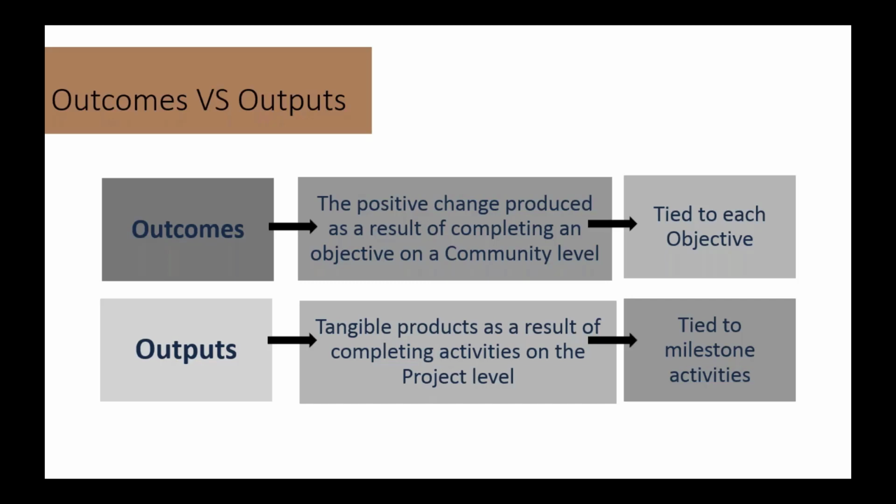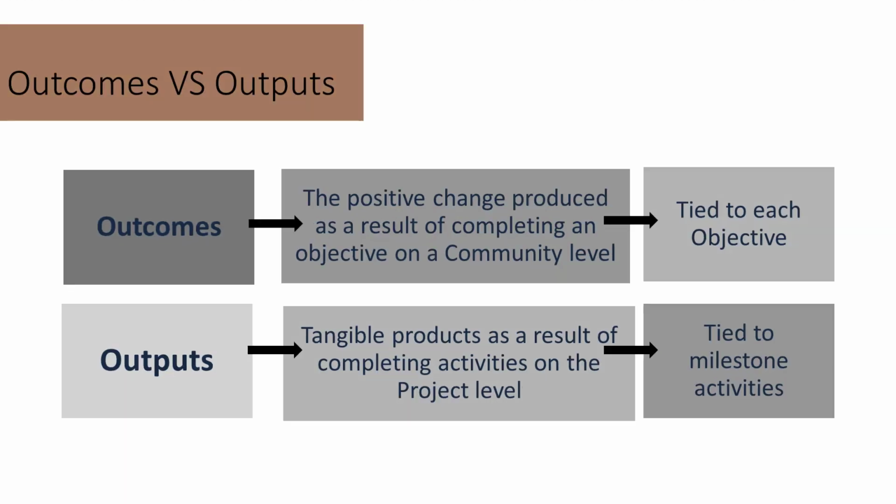And you're going to tie these outcomes to each objective. The outputs, on the other hand, are tangible. So they're manuals, curriculum. They're tangible, and you see these results on the project level. So while you're completing and delivering all these outputs, we're going to see a positive result on a project level as you're demonstrating your benchmarks and progression through your project. So the outputs are going to be tied to each milestone activity, and this will become clearer once we get into the OWP later on.